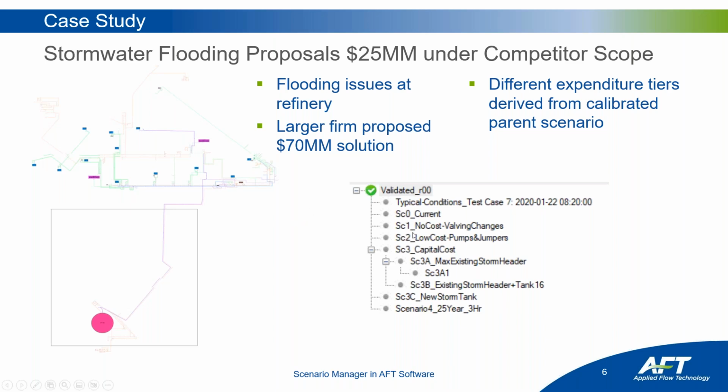And then here we can see that they have a no cost option. If they just change the valve setup, it could improve the flow rate that way, a low cost option, and then a range of different capital cost expenditures. So in the most extreme case, they were able to increase the flow rate by 151%, and they were able to do that at $25 million under what the larger firm proposed. So again, using these different scenarios, building out your model once, and then having all these different tweaks that you can make within your foundational system.